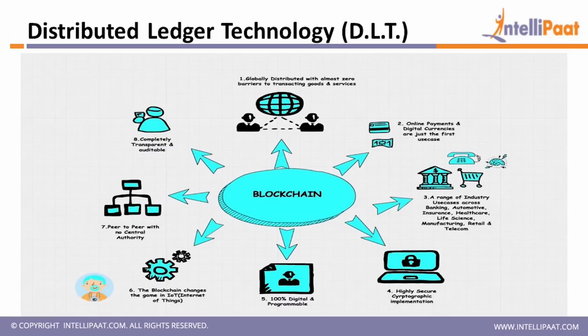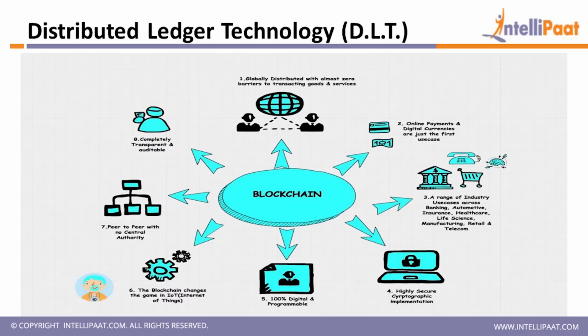This is globally distributed with almost zero barrier to transacting goods and services. It provides online payments and digital currency use cases, and that was the first use case, in the form of Bitcoin. A range of industry use cases across banking, automotive, insurance, healthcare, life science, manufacturing, retail, and telecom are available, possible, and under research. A highly secure cryptographic implementation makes it really secure. All transactions being encrypted and decrypted using a public key pair provides additional security on all the data being transmitted.